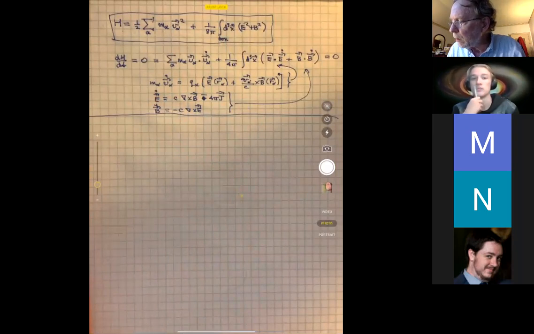All right. Now then, so that's the Hamiltonian. Now let's see.